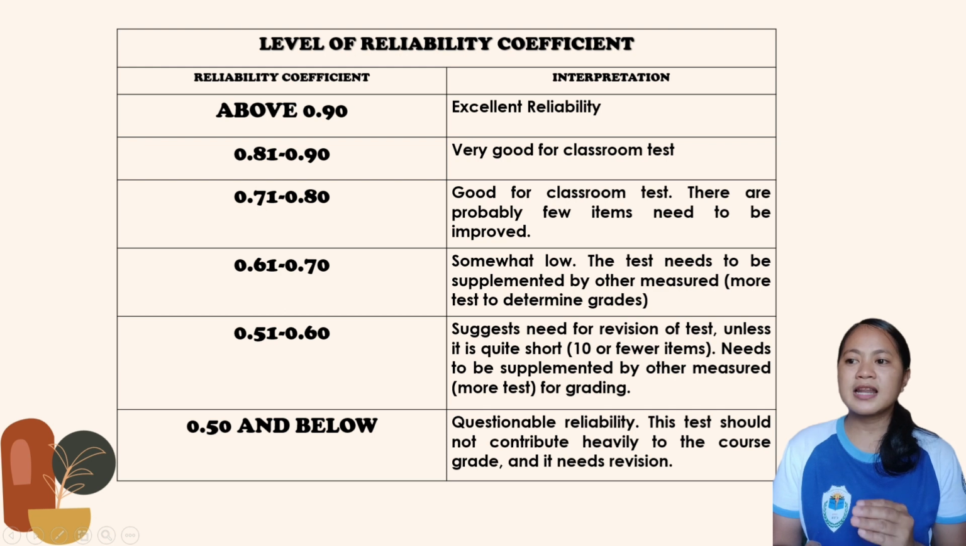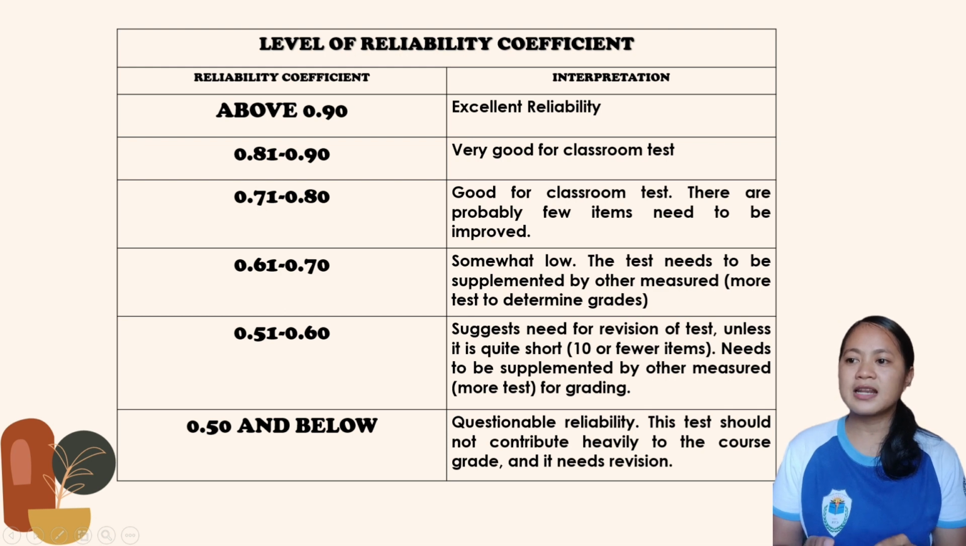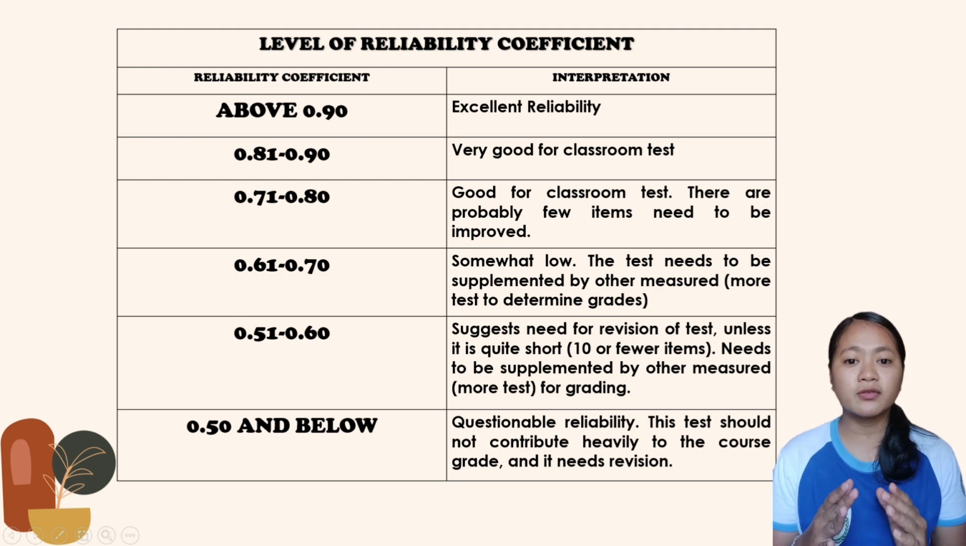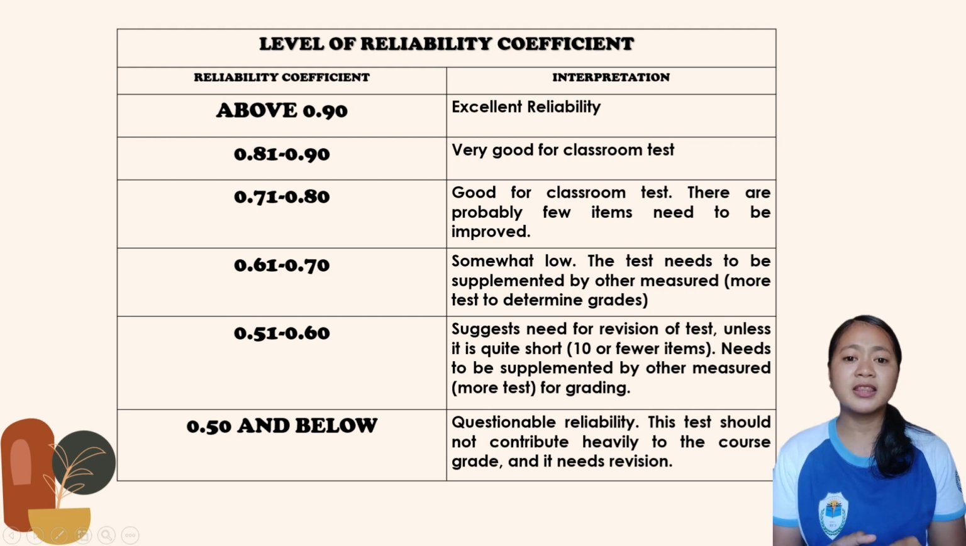If the reliability coefficient is above 0.90, the interpretation of the test is excellent reliable. If the reliability coefficient is 0.81 to 0.90, the interpretation is very good for the classroom test. If it is 0.71 to 0.80, the interpretation is good for the classroom test. There are probably few items that need to be improved. Yun yung pag-i-interpret sa reliability coefficient.